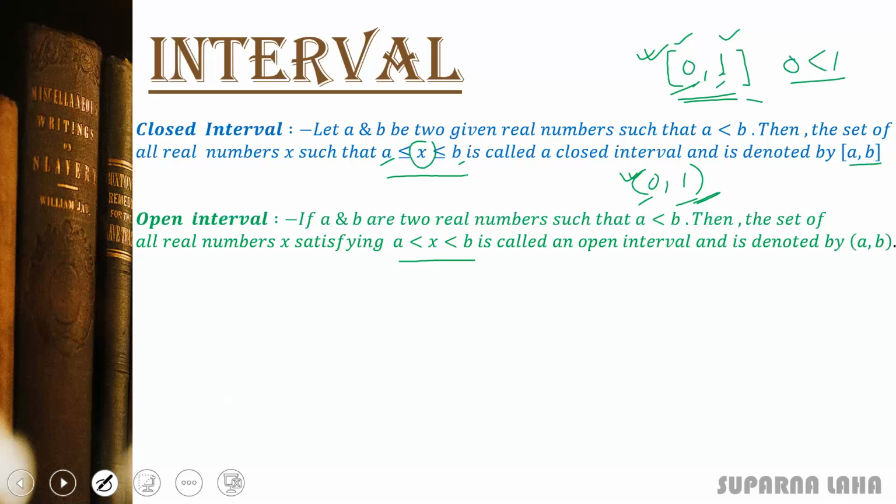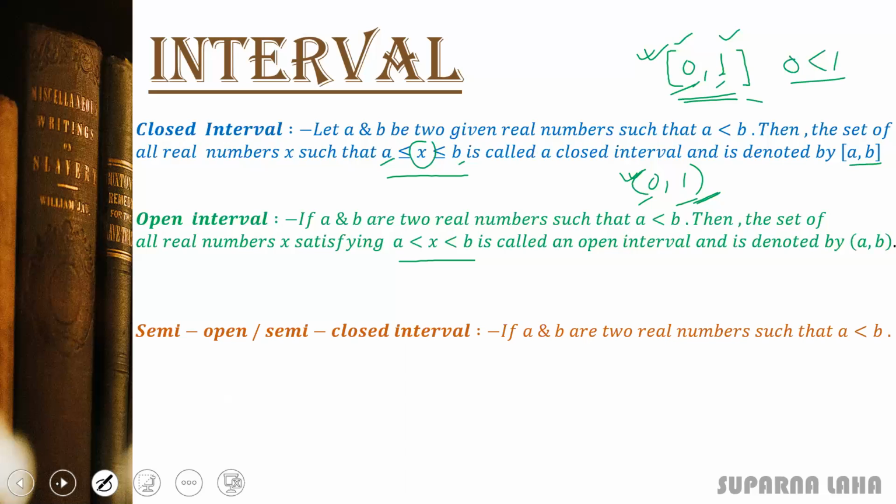Now semi-open or semi-closed. Semi-open or semi-closed means if a and b are two real numbers such that a less than b, then the set (a, b] means a is open, b is closed, so b is included but a is not included in this interval, or [a, b), a is included, b is not included. This type of interval we will call a semi-open or semi-closed interval.